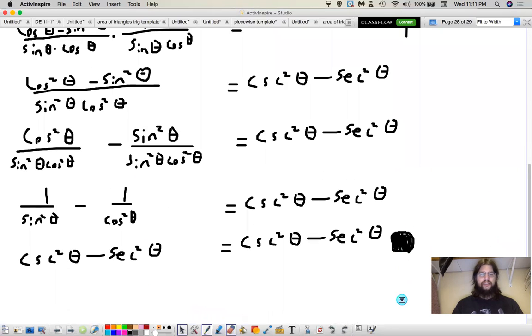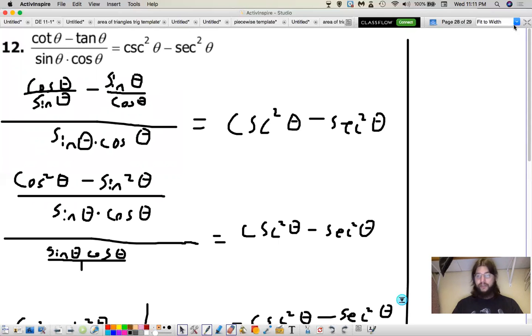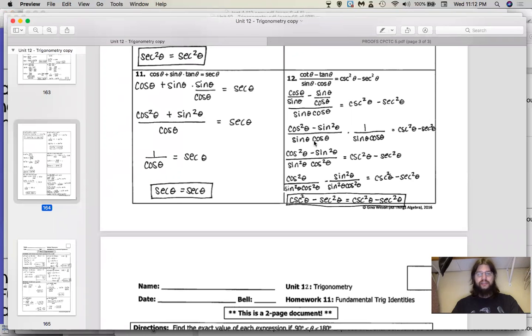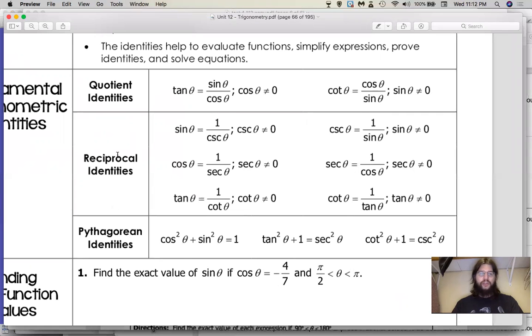All right, guys. So this is the first in a long series of trig identity proofs. We've got more identities to use, manipulate, learn. Oh yeah, see, here's the answer. I was like, what's going on here? And then I saw that minus sign, like, oh. We just have the quotient, reciprocal, and Pythagorean identities.